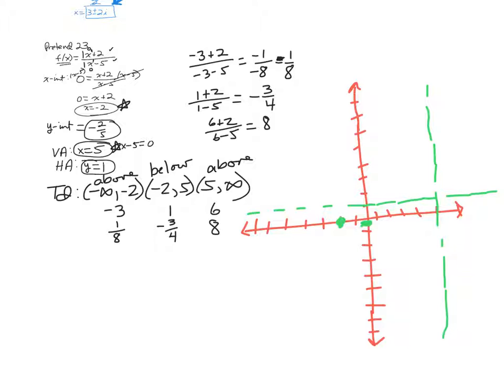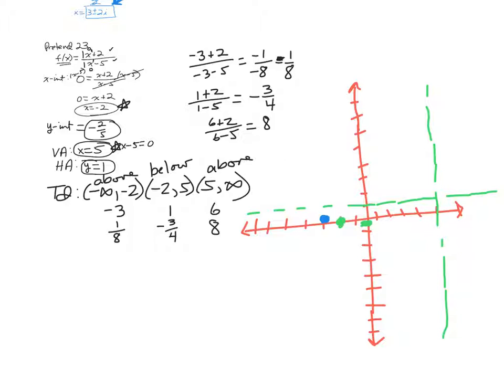Okay, then I can put some of these points down here that I figured out earlier. So let's put those on there. Negative 3 and positive 1/8. 1, 2, 3, and just an eighth up. Be like right in there.